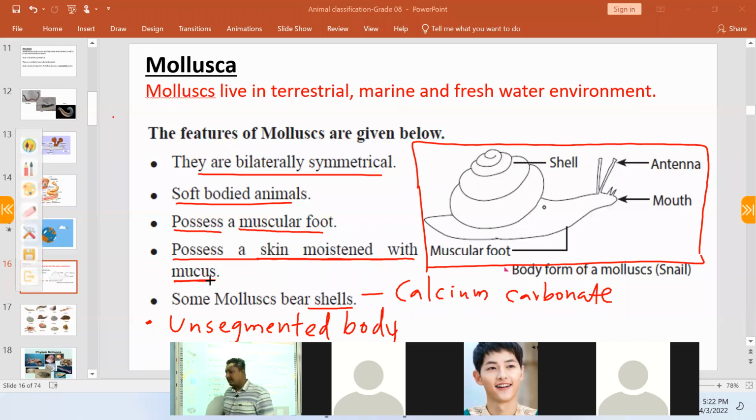Understood? They have some antennas. At the end of the antennas, they have compound eyes, special mouth parts to eat plants, this shell, the mantle, and the muscular foot. Those are the special features of mollusks.